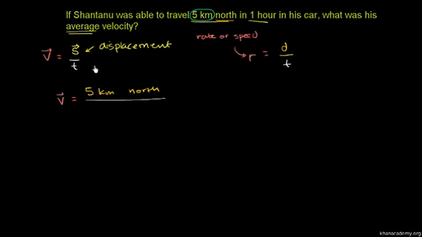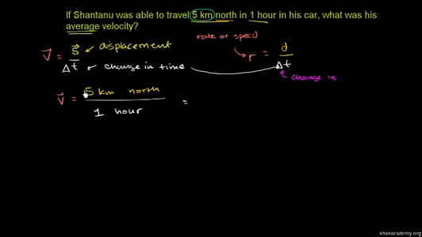Over the amount of time. And let me make it clear, this is change in time. Sometimes you'll just see a t written there. Sometimes you'll see someone actually put this little triangle, the character delta, in front of it, which explicitly means change in. It looks like very fancy mathematics when you see that, but a triangle in front of something literally means change in. So this is change in time. So it goes 5 kilometers north, and it took him 1 hour. So the change in time was 1 hour. So over 1 hour.